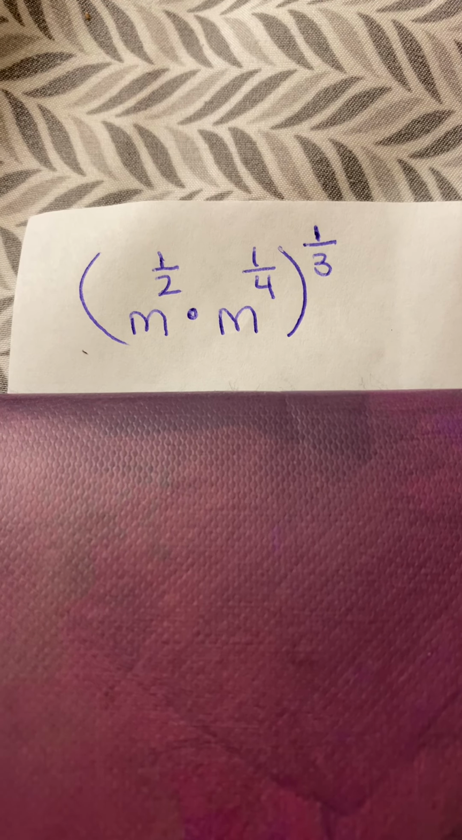Alright, so on Monday, we did the product rule for exponents with rational exponents. So rational means fractions, right? So last week we did rational exponents with the power rule. Now, if you look at this problem, it says m to the 1/2 power times m to the 1/4 power in parentheses raised to the 1/3 power.